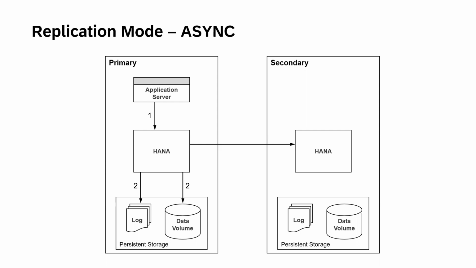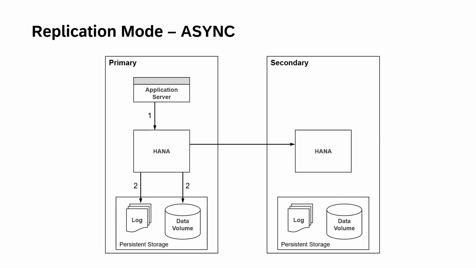But as soon as the data is written in its own persistent storage, the HANA instance will send an acknowledgement back to the application server saying that the data has been saved. By that time, the application server will start processing another cycle, and simultaneously the secondary storage will receive the data, write it to its own persistent storage, and then send its acknowledgement to the HANA server. Is this clear?